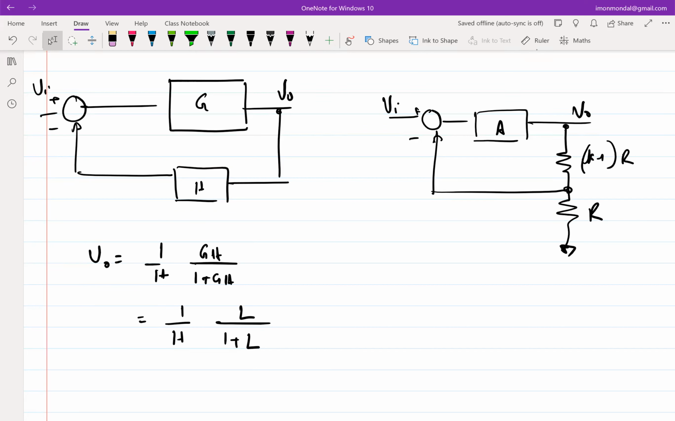No, you don't need to take any approximation. I can figure out L. What is the procedure to figure out L? Right. So you have to break the loop. First, break the loop, desensitize the input. Right. So if I desensitize the input, I desensitize the input.